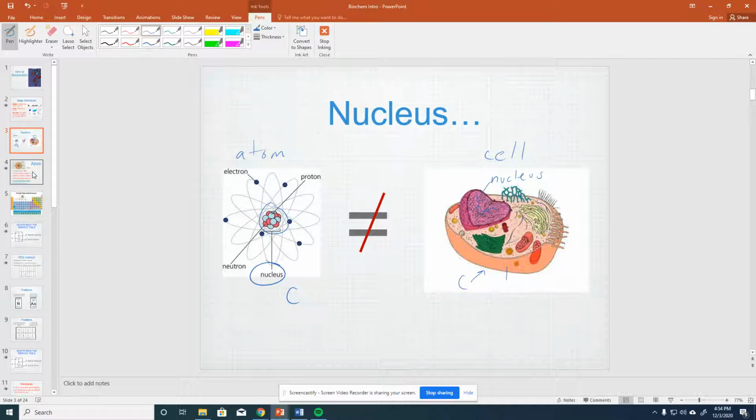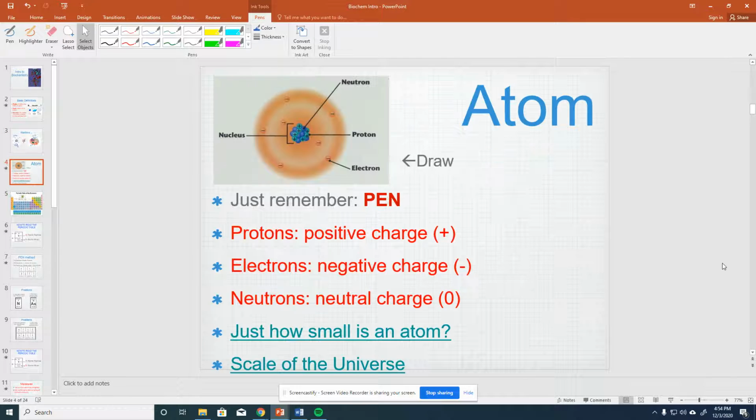Okay, let's go on to more stuff about atoms. Some basic things. This is the structure, and we did just see this in the last slide too. The nucleus is the protons and the neutrons in the middle, and then circling around the outside, doing their own thing, are electrons. We should know that protons have a positive charge, electrons have a negative charge, and neutrons have no charge. They are neutral.